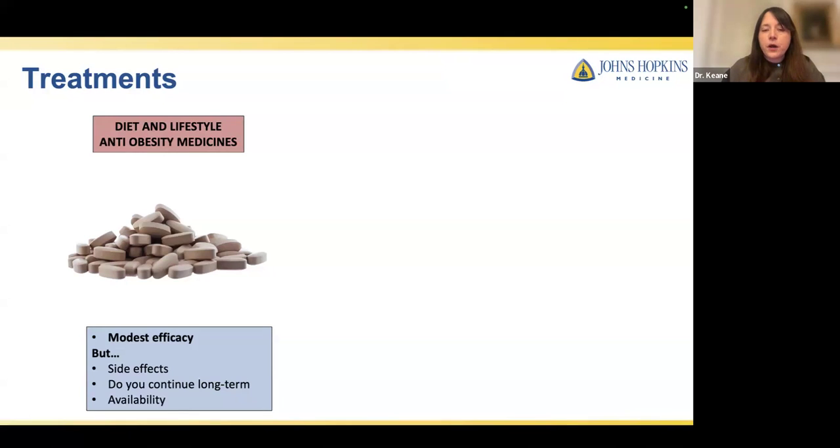However, they do come with side effects in a proportion. There's also questions about what we do with these medicines long term. And of course, there have been problems with more and more people taking them with availability. And we know that only a small proportion of all the patients that should be having them actually get them.